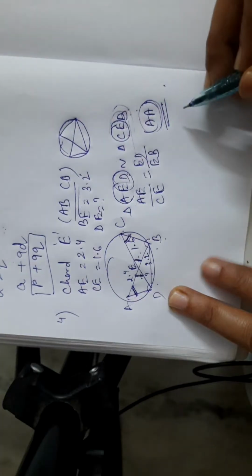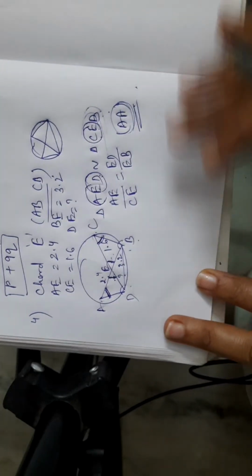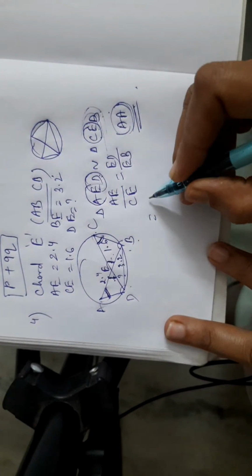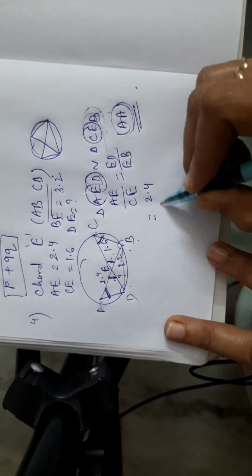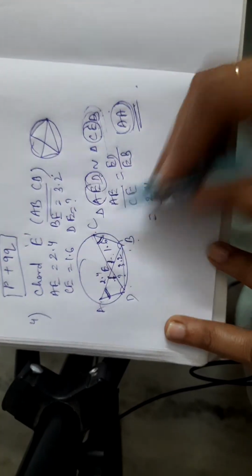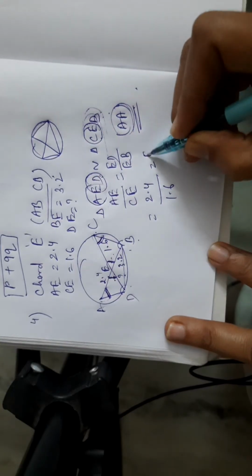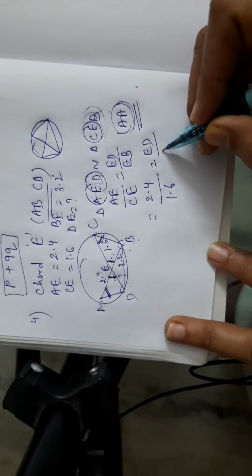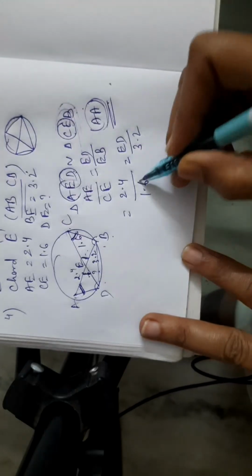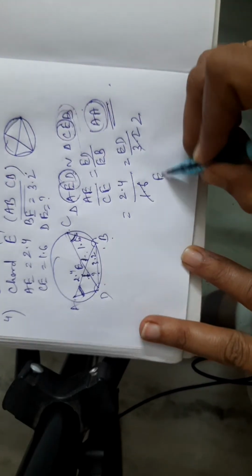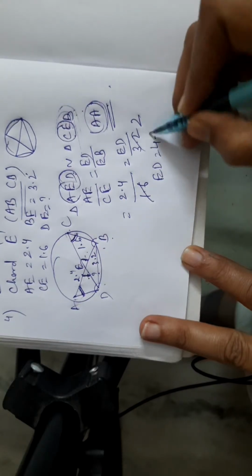Then take the ratios. After getting the ratios, put in their values. AE is 2.4, CE is 1.6, BE we need to find out. And BE, it's 3.2. 1.6 twos are 3.2. So ED is 4.8.